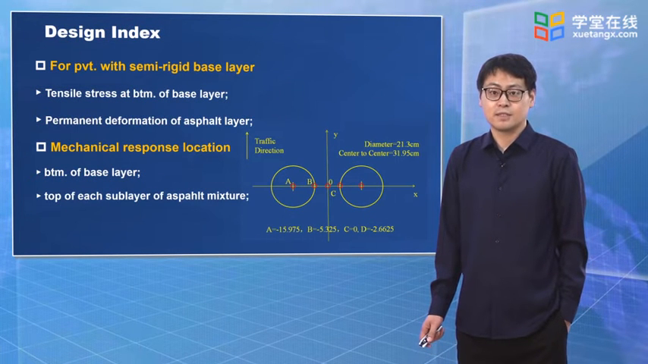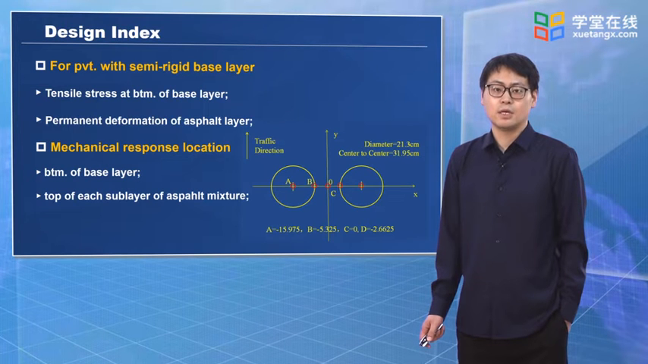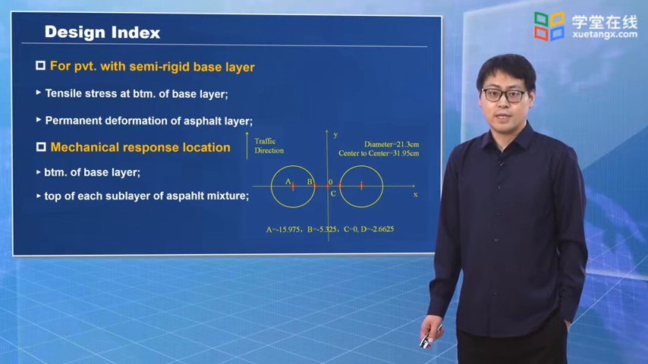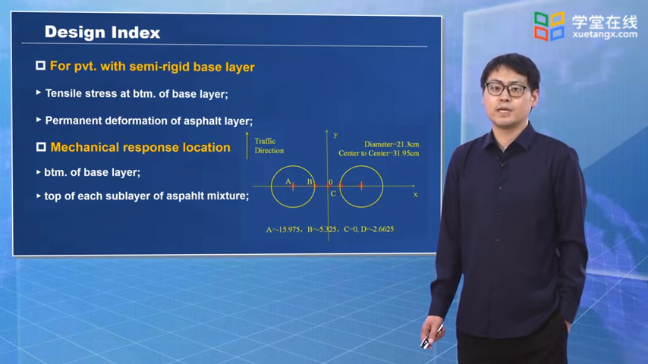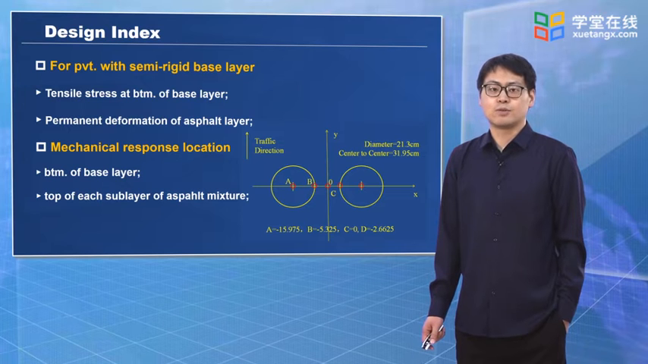In terms of design index, different pavement layer combinations will require different specific design index. For pavement structure with a semi-rigid base layer, the design index are tensile stress at the bottom of base layer and the permanent deformation of surface layer. It indicates that the fatigue life of the semi-rigid base layer has to be larger than the corresponding accumulated equivalent single axial loading, while the permanent deformation of asphalt surface layer has to be lower than the corresponding requirement in the specification. For other pavement structures, different design index have to be checked.